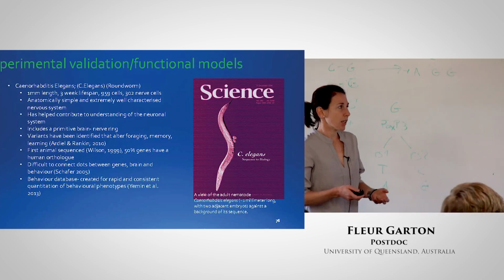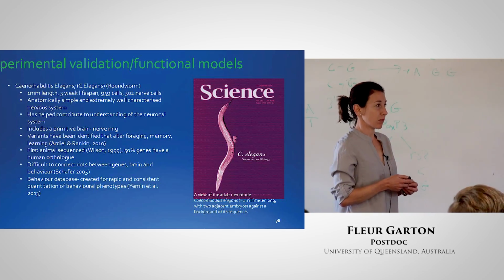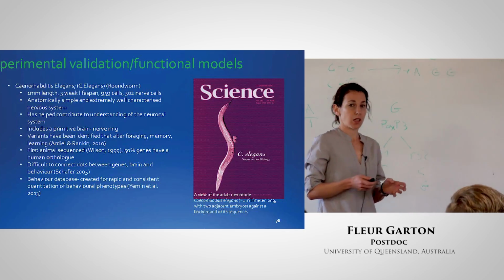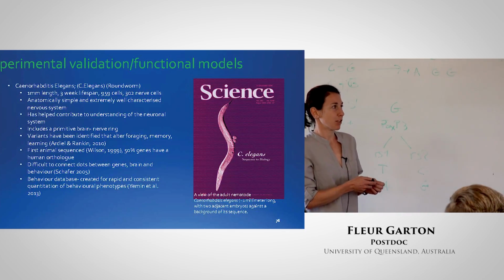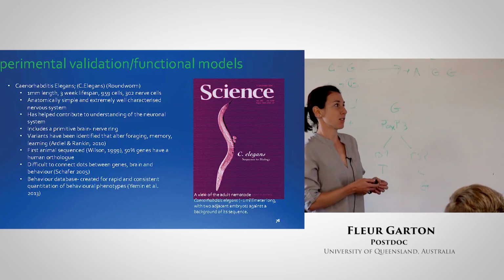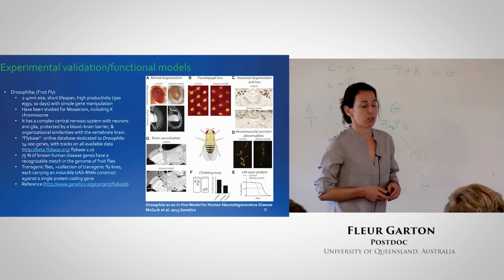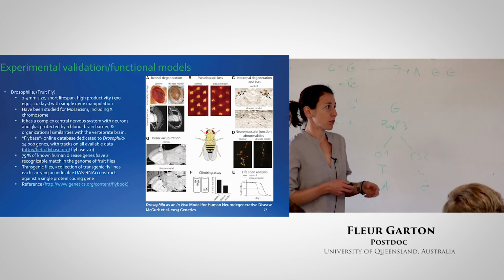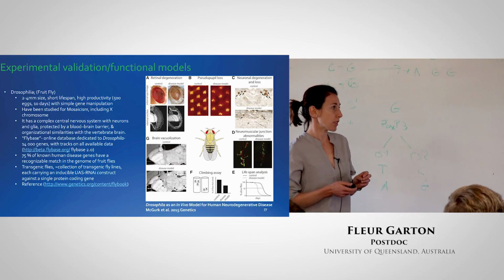So C. elegans, also known as the roundworm. It's actually extremely small, only 1 millimetre in length. It has a very short lifespan, 3 weeks. And the great thing about it is that there's only 959 cells in this organism, and 300 of those are nerve cells. It's a very anatomically simple and extremely well characterised nervous system, and has helped contribute to understanding of the neuronal system, how it actually works in an organism.